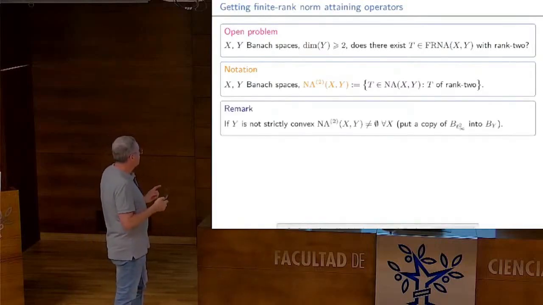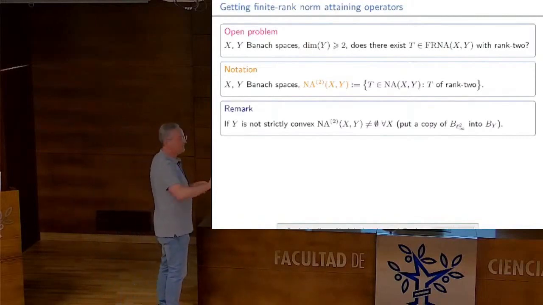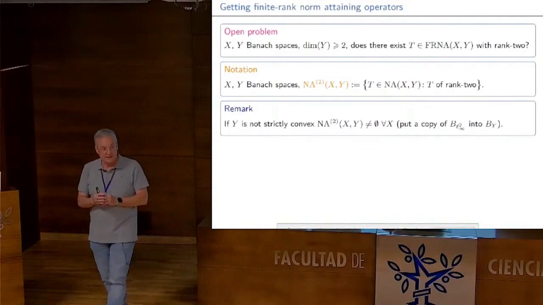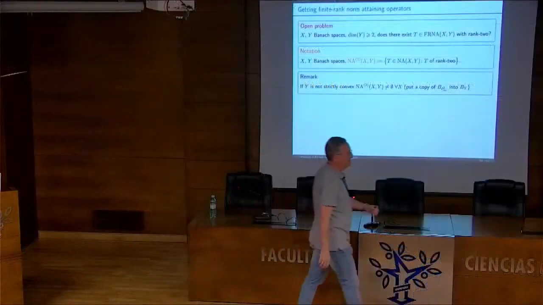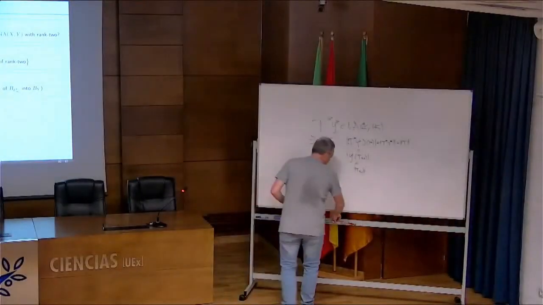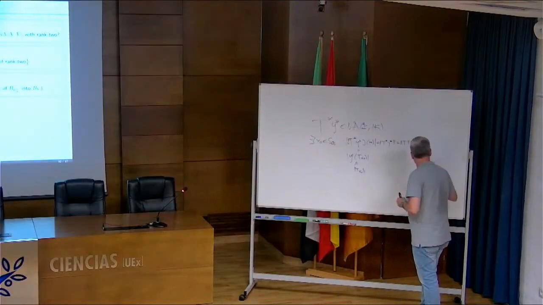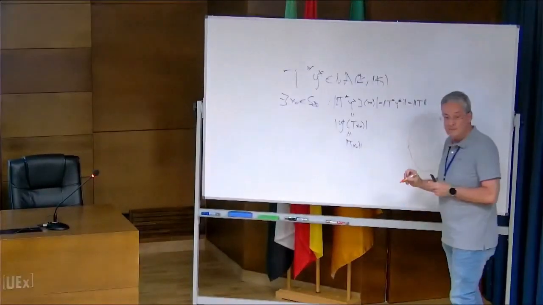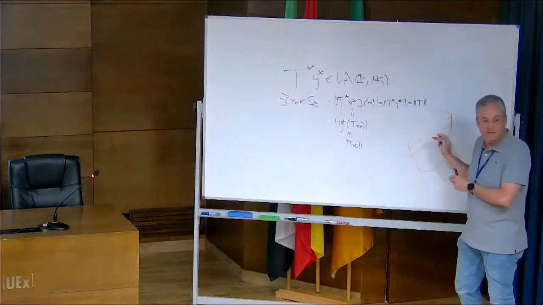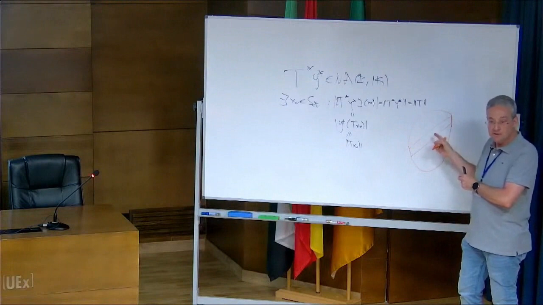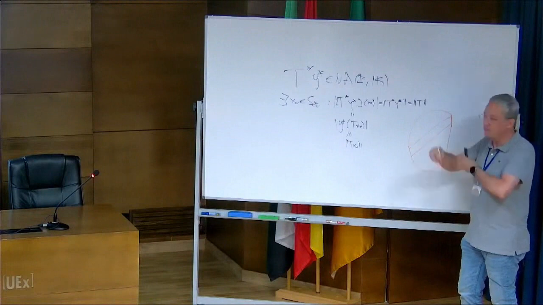Okay, so the first remark is that let's think a little bit about Y. If Y is not strictly convex, then you can always produce such an operator. Why? Because if Y is not strictly convex, then you have some segment in the unit ball. And then you can put here a copy of L infinity 2, but inside L infinity 2, you can always produce a rank 2 operator, no problem. For many reasons, you can do it by hand.